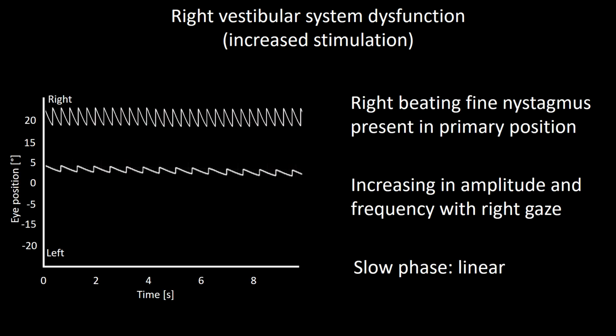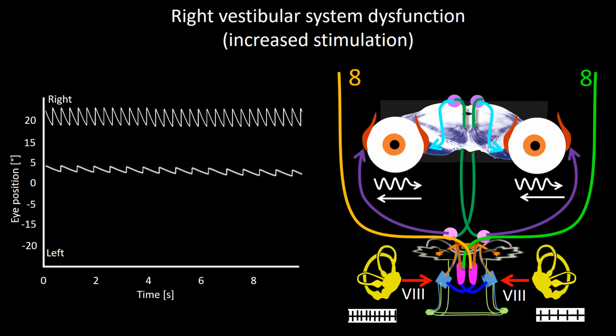In such cases, the oculographic findings reveal a right beating fine nystagmus in the primary position that increases in amplitude and frequency when looking to the right. And as in the prior example of vestibular dysfunction, the slow wave is linear. Once again, I am introducing the horizontal eye movement model to explain the direction of the nystagmus.